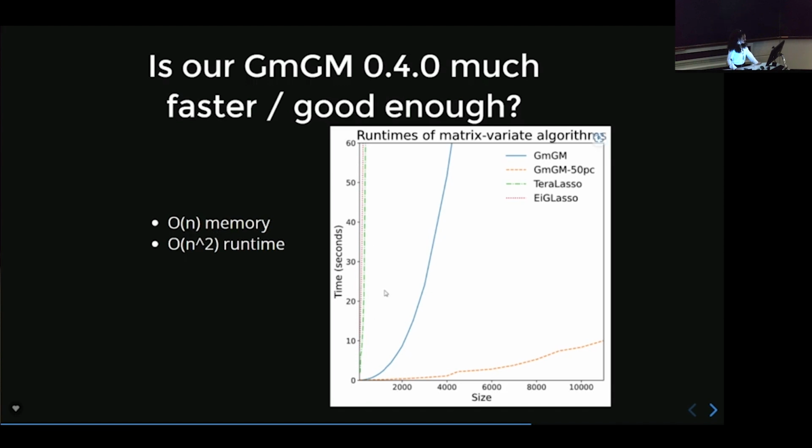And this is the projection of the times in seconds. You can see that with 50 principal components, and we kept the same in the algorithm for the input and output, we are this low in terms of runtime. That is a huge improvement.